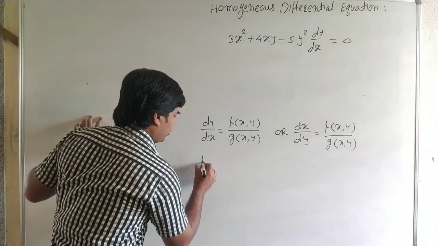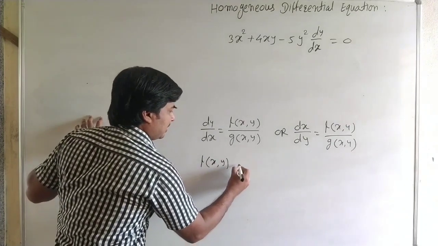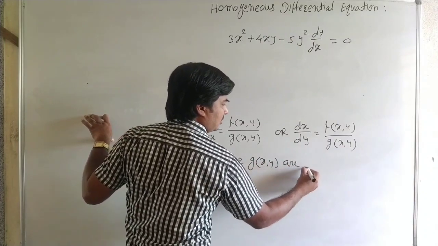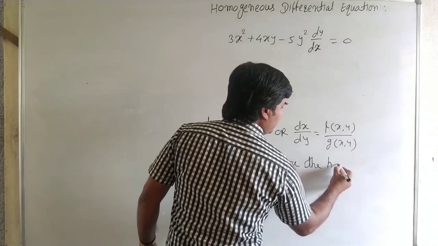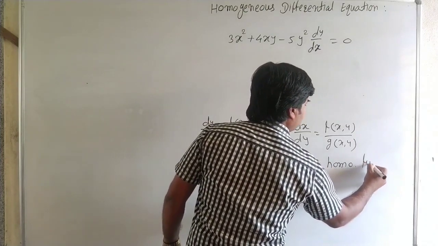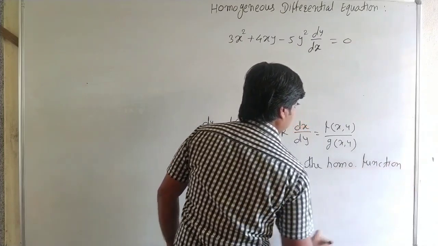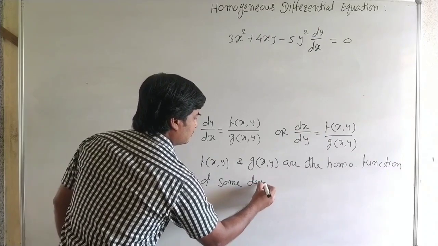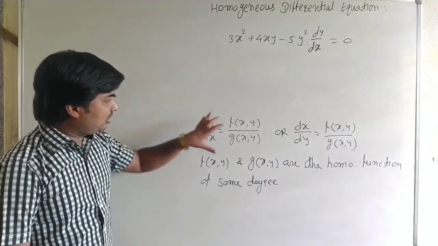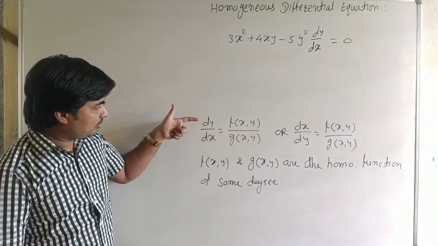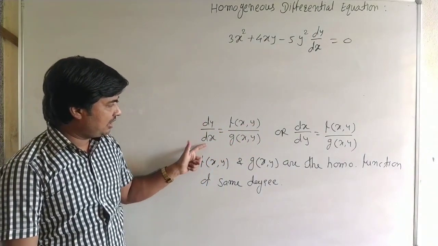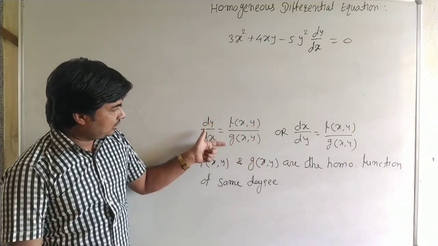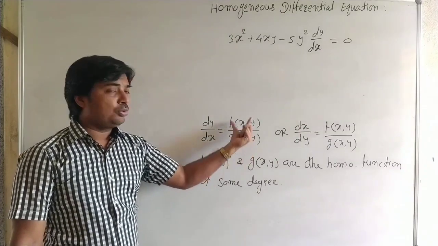Here f of x comma y and g of x comma y are homogeneous functions of the same degree. Then it is called a homogeneous differential equation, and the form of the homogeneous differential equation is dy by dx equal to f of x comma y upon g of x comma y, both being homogeneous functions of the same degree.